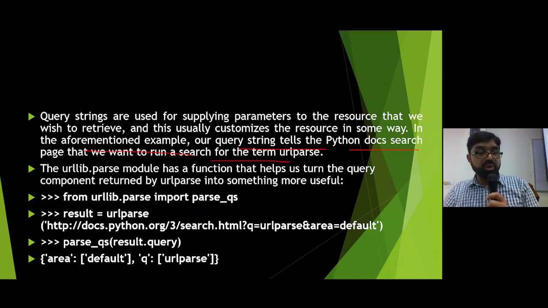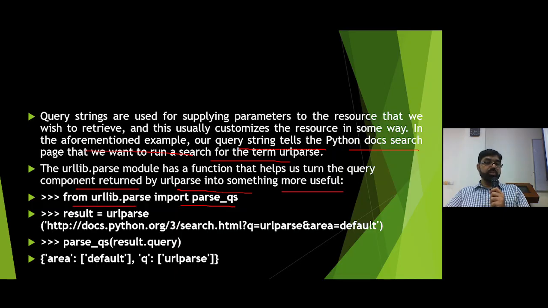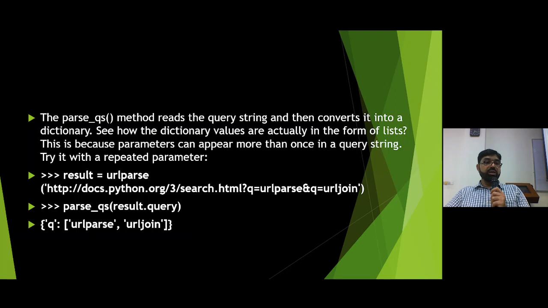The urllib parse module has a function that helps turn the query component returned by urlparse into something more useful. From urllib.parse import parse_qs, result is urlparse. All this code will return the result: the parse_qs method reads the query string and converts it into a dictionary. See how the dictionary values are actually in the form of lists. This is because parameters can appear more than once in a query string.